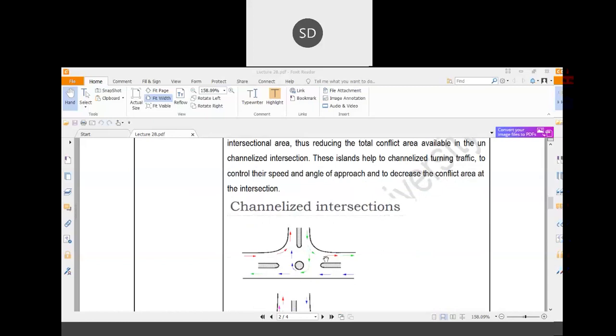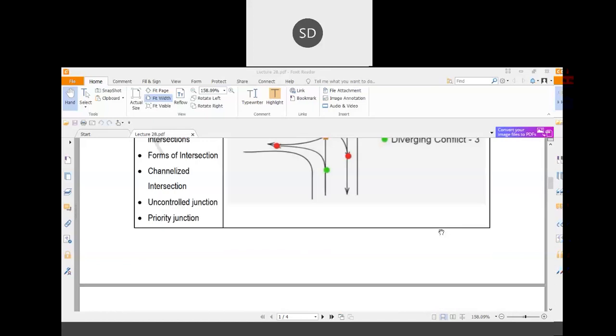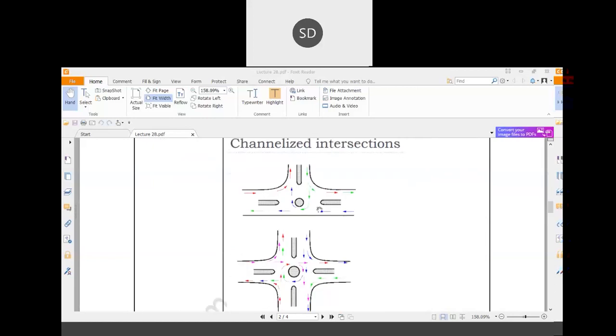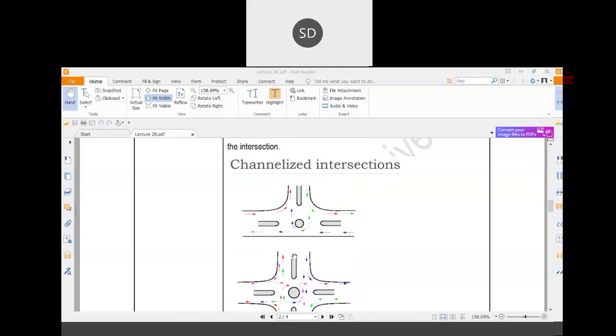So how can we reduce those conflict points? You have seen the example for a three-legged intersection which was unchannelized. Now provide some channelizing islands and some divisional islands over there, and now see how the conflict points are reduced. Now see here, traffic streams are moving in this direction.